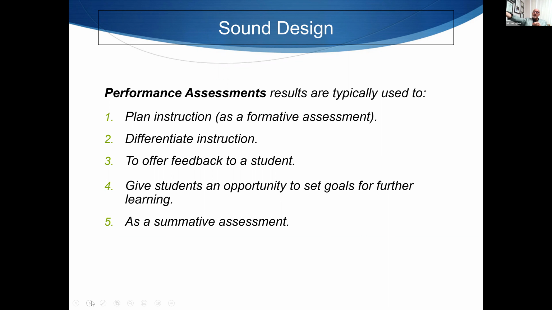It gives me a chance to offer feedback to the student. I see you did this. Why did you not? Did you consider this? It can also be a summative assessment. So remember, performance assessments I like because they give you multiple opportunities to work with the student.